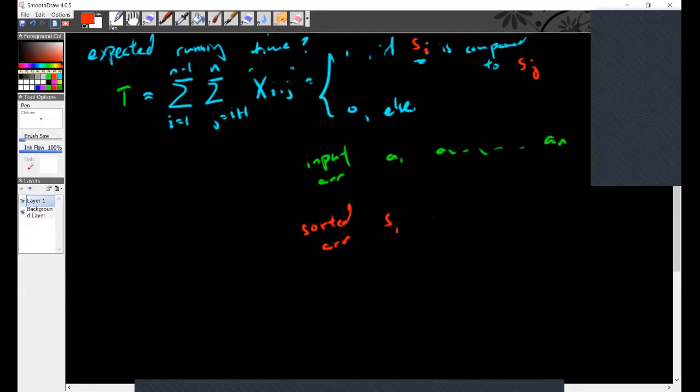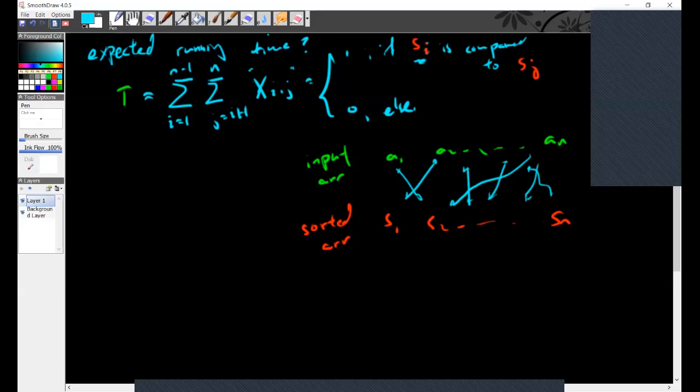Okay, so I'm going to say S1, S2, Sn, and we know that there is some mapping from the input to the sorted array. In other words, there is some way to shuffle the elements so that the input array becomes the sorted array. I don't know what it looks like. The point is that it should look something like this.